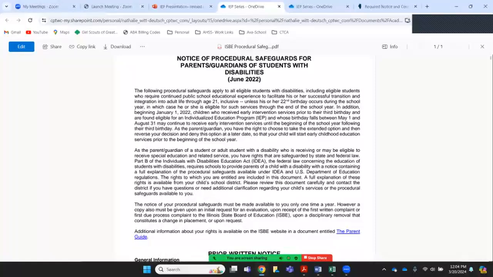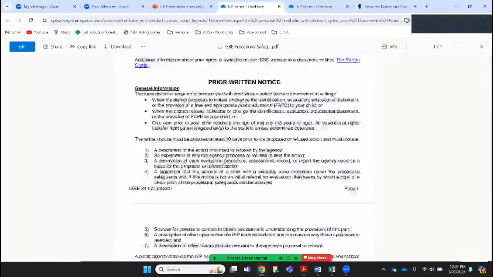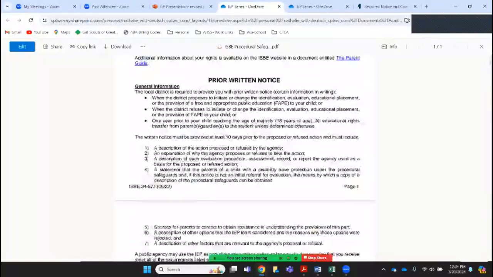I don't really need any more copies of the procedural safeguards, but by law, they have to provide it to you. So you have a copy of it so that they show due diligence of, yes, I provided this to you, so that it explains your rights as a parent or guardian. And then it kind of goes through each and every single right as a parent.